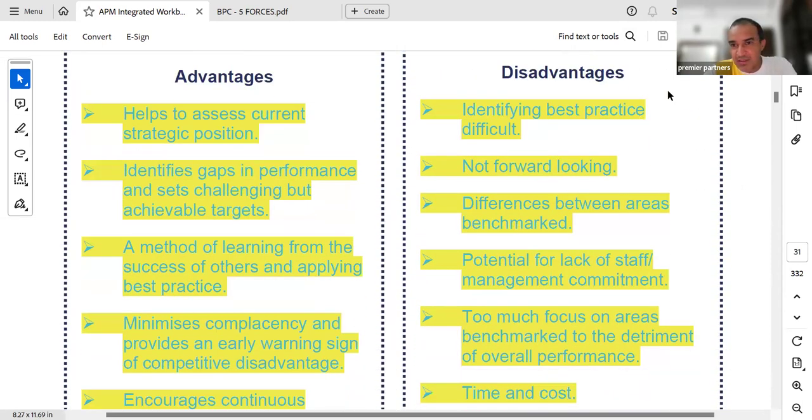Go through the advantages and disadvantages. This is also important, right?